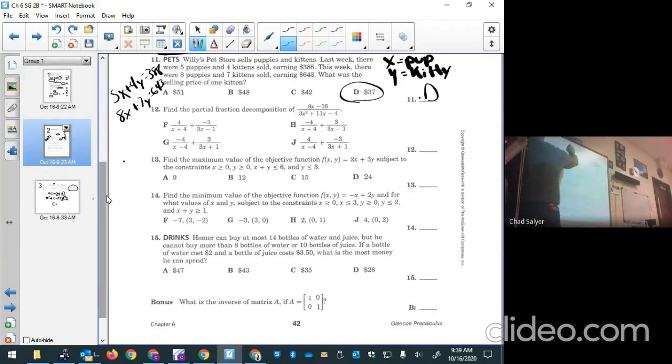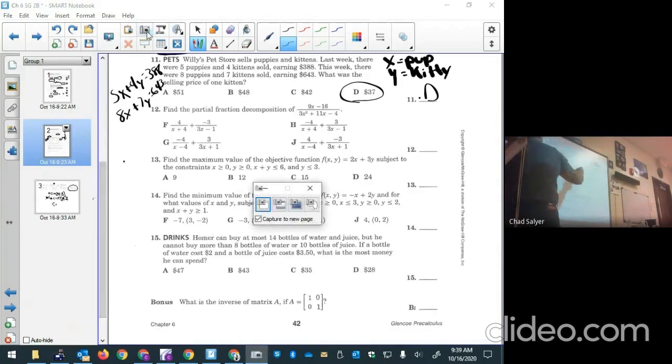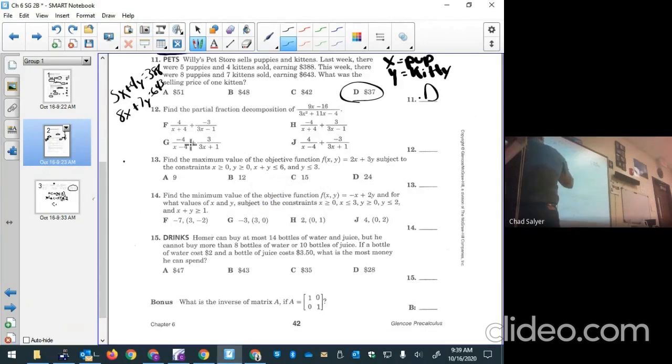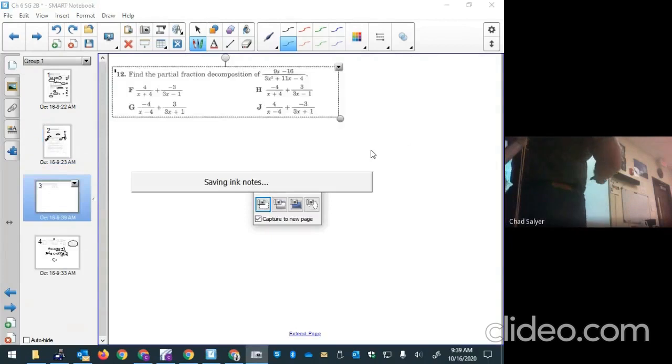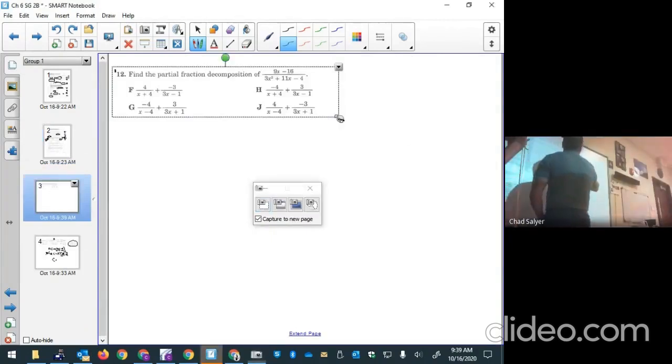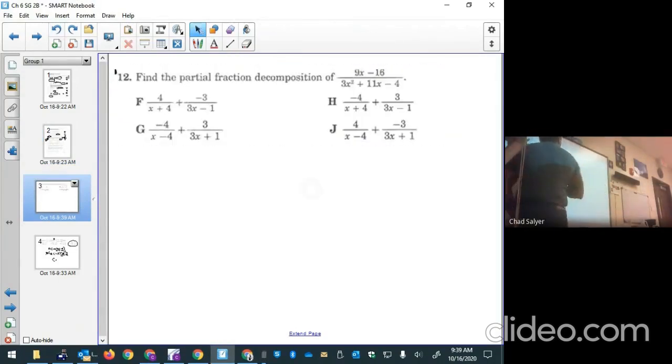We want to find the partial fraction decomposition of the following. So let's take that to another page. And that was from 6.4. Partial fraction decomposition of the following. So the first thing we need to do is determine the type of the situation here. The denominator is higher degree, so we don't have to worry about long division.